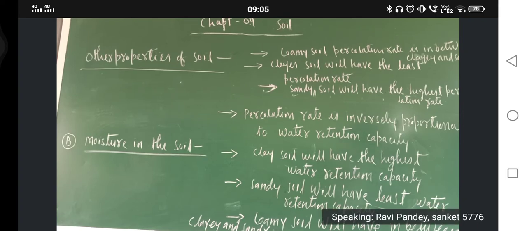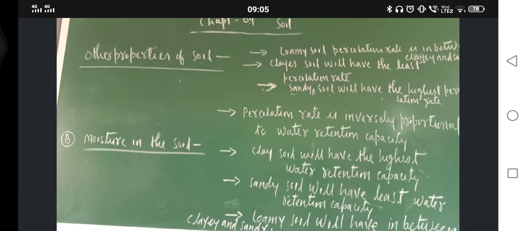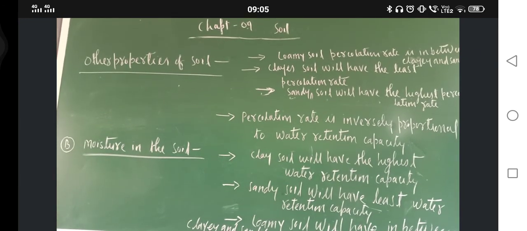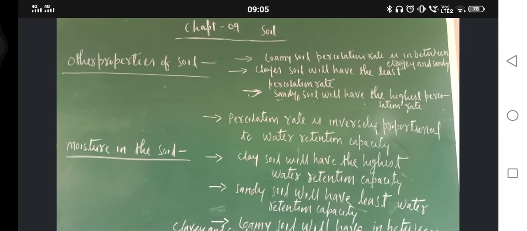Now let us move to another property of soil, that is moisture in the soil. So let it be any kind of soil, a little bit of moisture content is there.